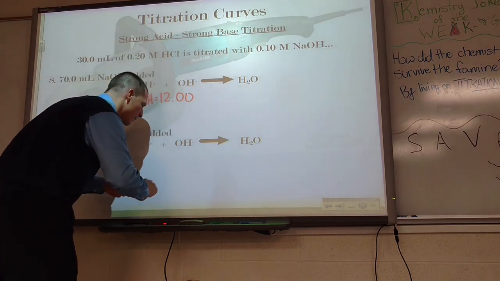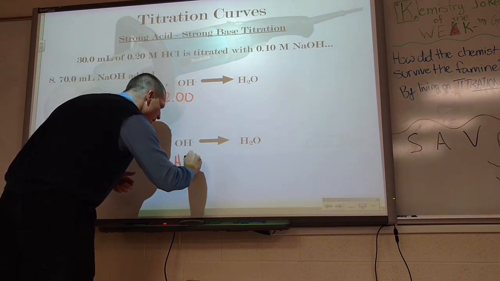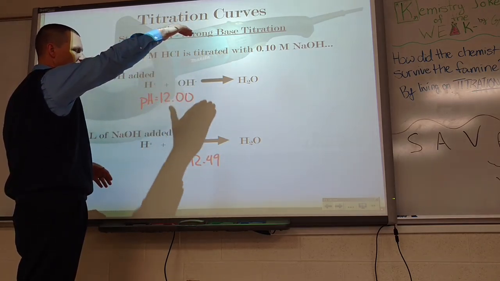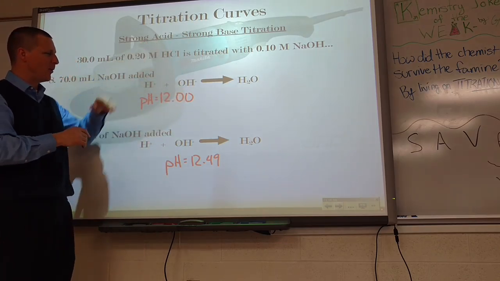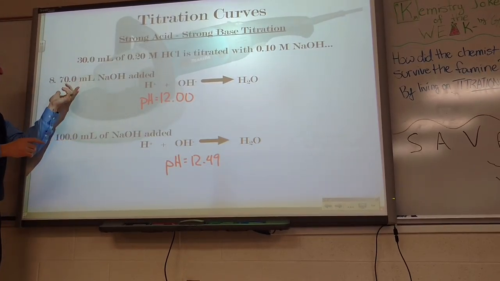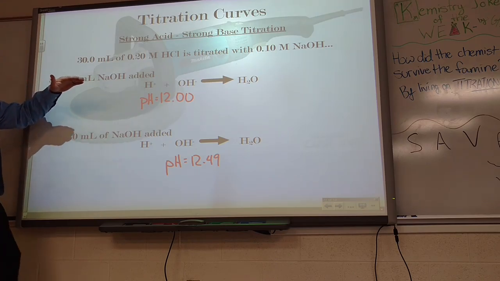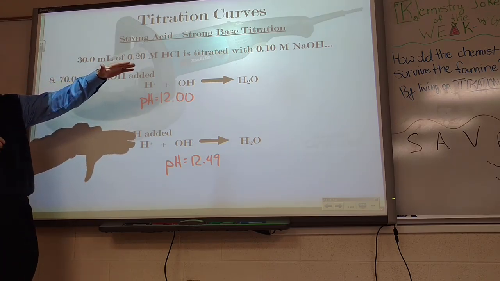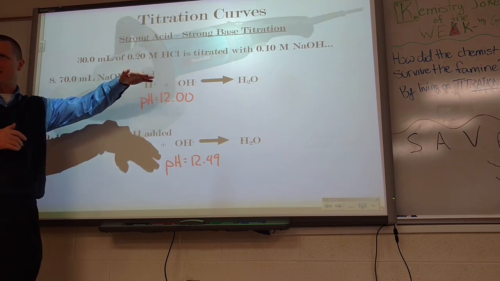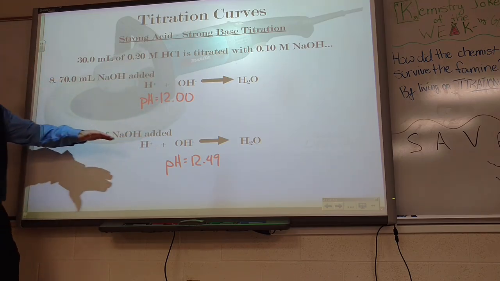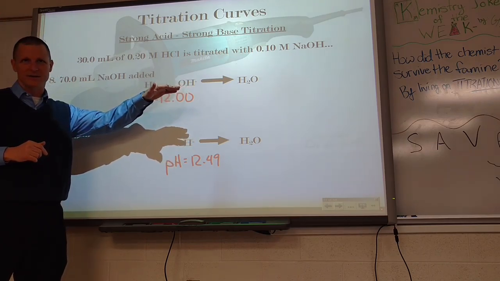12.49. So we see that it jumped to 12, and then it's kind of leveling off, and it did go up a little bit more because we went from 70 milliliters of sodium hydroxide to 100 milliliters of it. That was quite a bit more hydroxide, and so it will continue to go up a little tiny bit after that, but not much. It's pretty well flat. Like if you added 200 mL now of NaOH, it'll be a little bit more than 12.49. Not much.